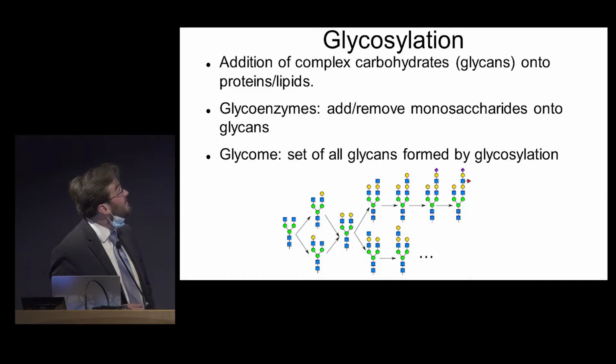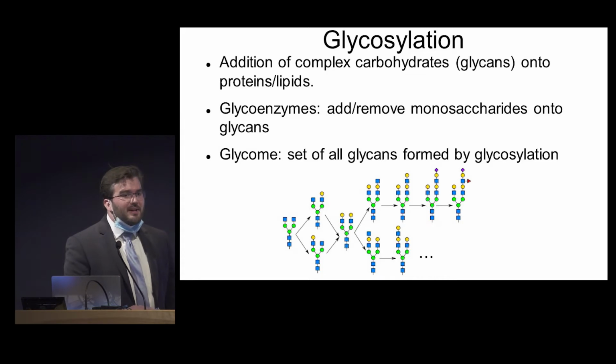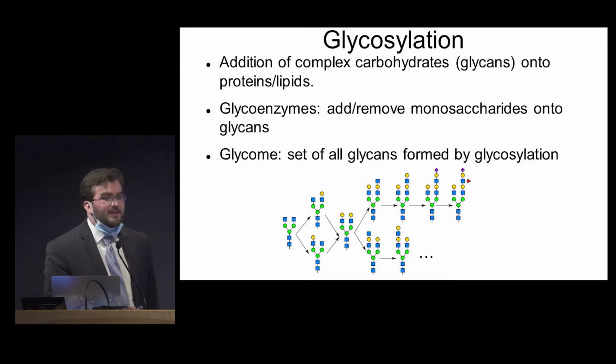So before we go into that, I'd like to go over some preliminaries about what glycosylation is. And glycosylation is a very important biological process in which complex carbohydrates, known as glycans, are added onto proteins and lipids. This is a very ubiquitous biological modification, and roughly around 50% of human proteins are glycosylated. You cannot avoid them.